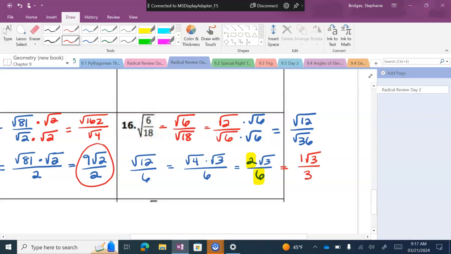Can I reduce those 3's? No. So you can leave it like that. Or if you prefer, you don't have to put the 1 in front. You could just put the square root of 3 over 3. Okay, you just have to pay close attention to your numbers. Are they both under a radical symbol? Or are they both not under a radical symbol? And go from there, okay? Everybody get the idea? All right.